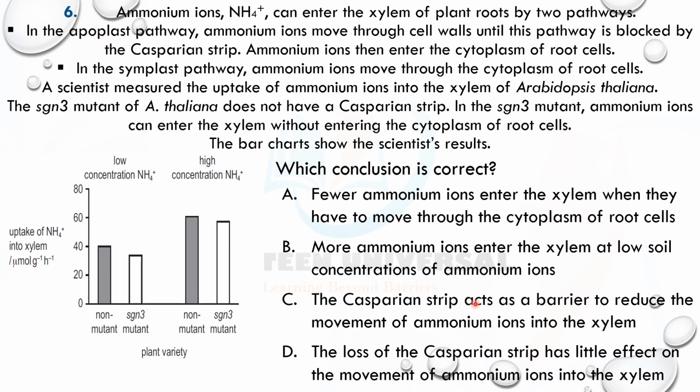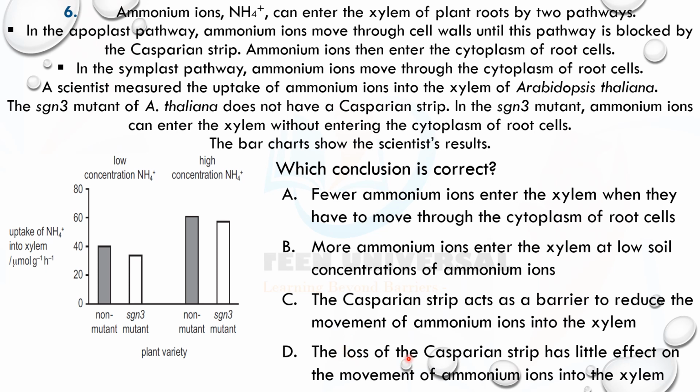C says the Casparian strip acts as a barrier to reduce the movement of ammonium ions into the xylem. This is wrong. If it acts as a barrier, that means the mutant should have higher uptake, because Casparian strip has been removed here. Why is it not higher than the one that has Casparian strip? Look at it. In both low concentration and high concentration, the one that has Casparian strip has higher uptake. So C is wrong. So D is our answer.